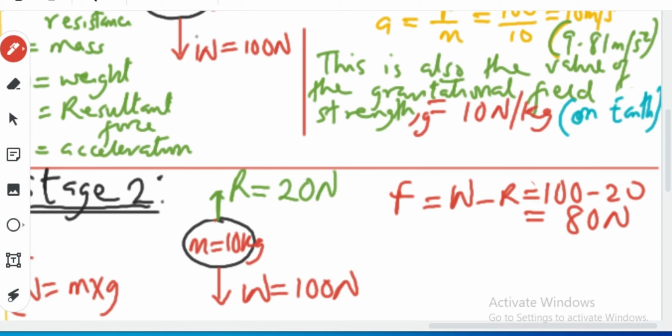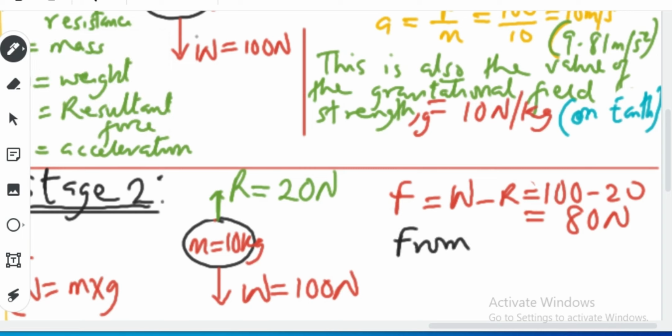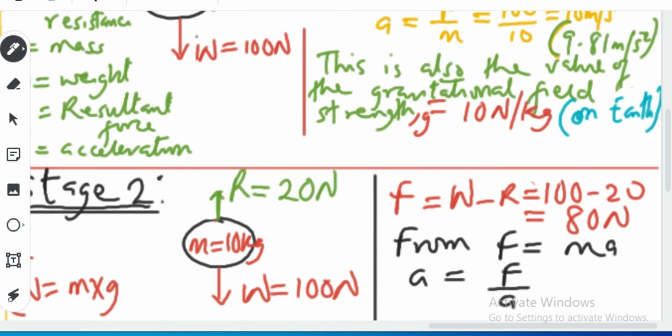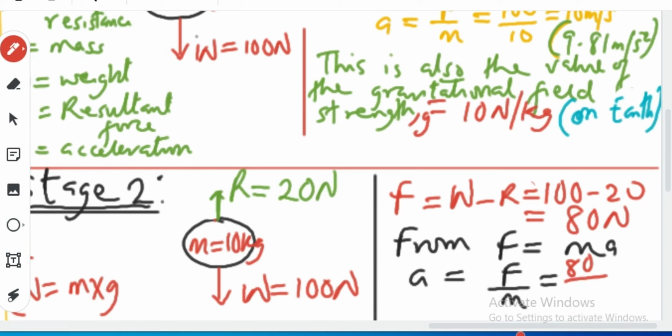Okay, so if it is 80 Newton, let's find the acceleration. From F equal to MA, A is equal to F over M. What's the F? 80 Newton over 10. 8 meters per second squared.